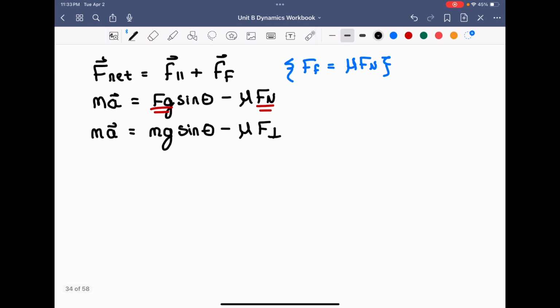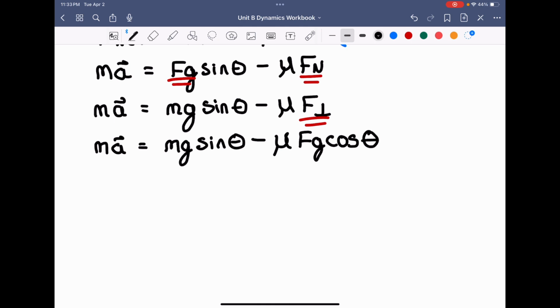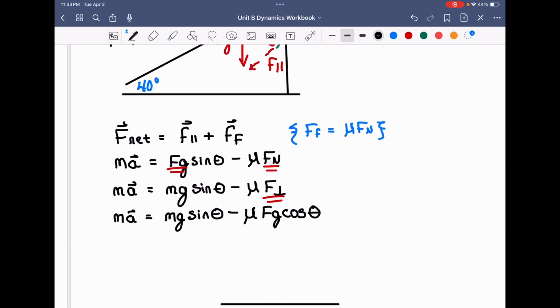Now from here, we're not satisfied with this again. F perpendicular, that's kind of ugly. That doesn't really tell us a lot. So what we're going to do is write this as mass times acceleration, which is equal to mass times gravity, sine theta, minus mu. And then rather than F perpendicular, I'm going to write this as Fg cos theta, because we know that the F perpendicular is in the cos position.